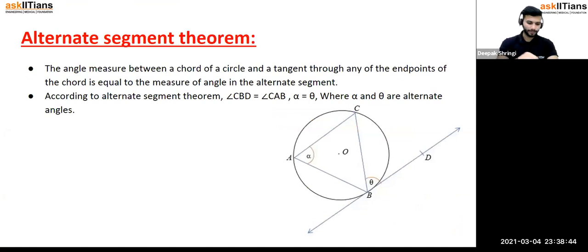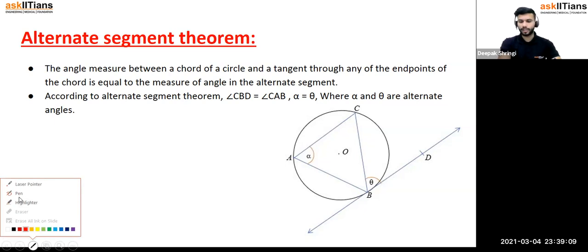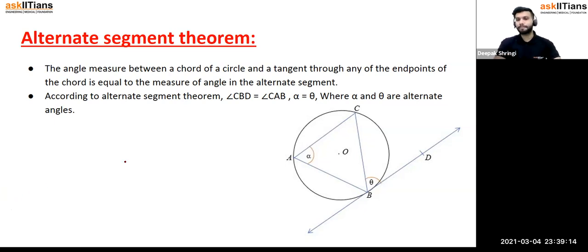Okay. The first thing is called the alternate segment theorem, guys. So what is the meaning of the alternate segment theorem? This theorem says that you have a chord of a circle. Right now in the figure, the chord given to you is BC, right? Now this chord is making an angle with the tangent drawn at B. And according to the given diagram, the angle over here is theta, right? Theta is the angle made by the chord with the tangent, right?